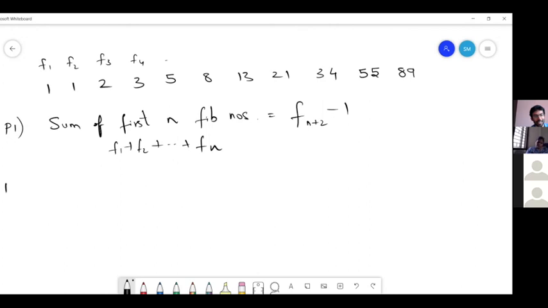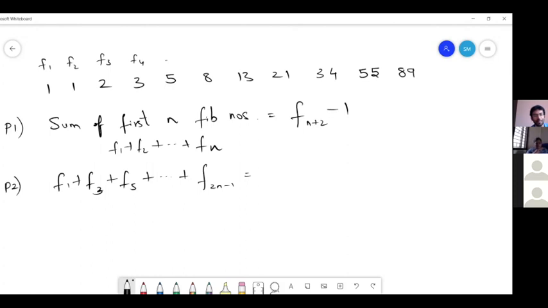Then any other property that we saw? The sum of the first n odd Fibonacci numbers. So what would this be? F1 plus F3 plus F5 till F(2n-1).